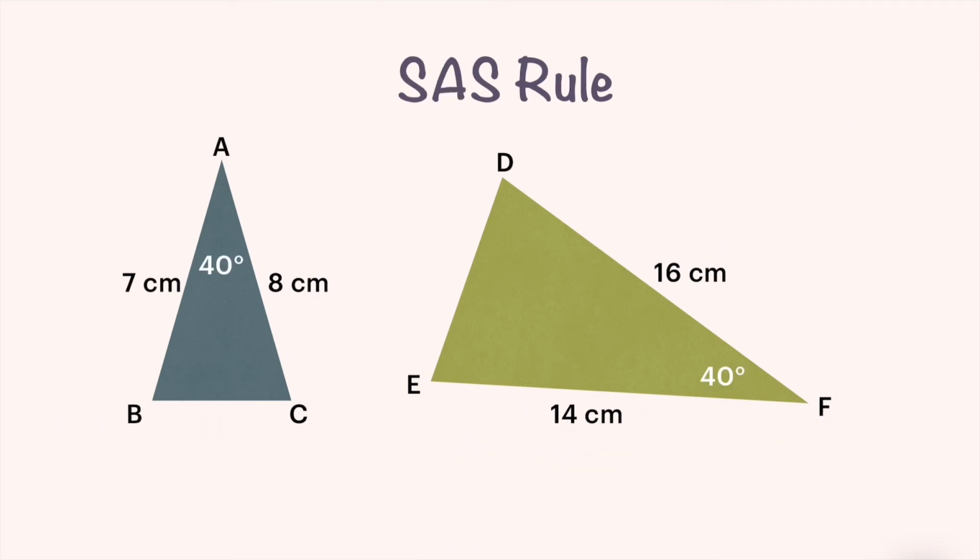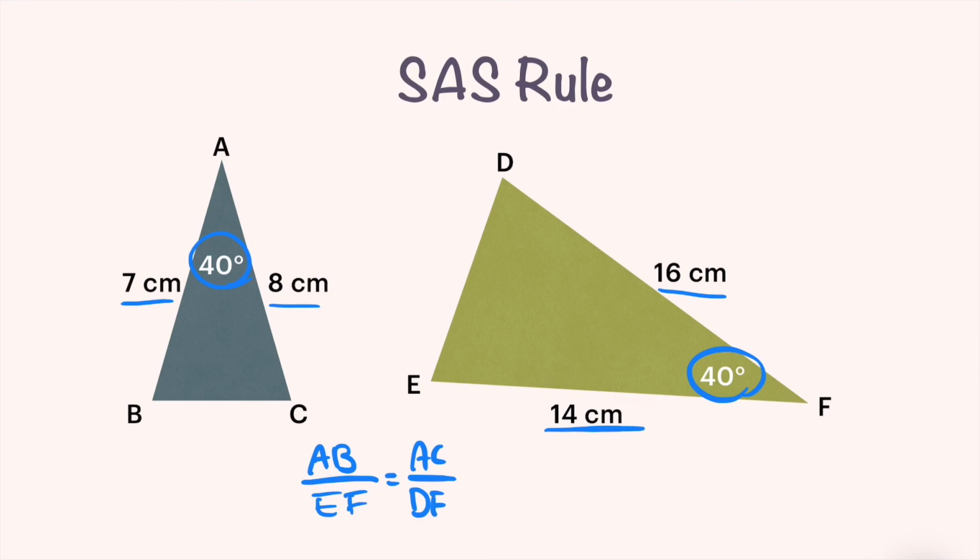And lastly, this is the example for SAS rule. Given that you have a matching angle, 40 and 40, now we just have to compare the two sides that include the angle, 7 and 8, and here it'll be 14 and 16. So we match the shorter side AB with the shorter side of the other triangle EF, and that must be equal to AC over DF if they are similar triangles.